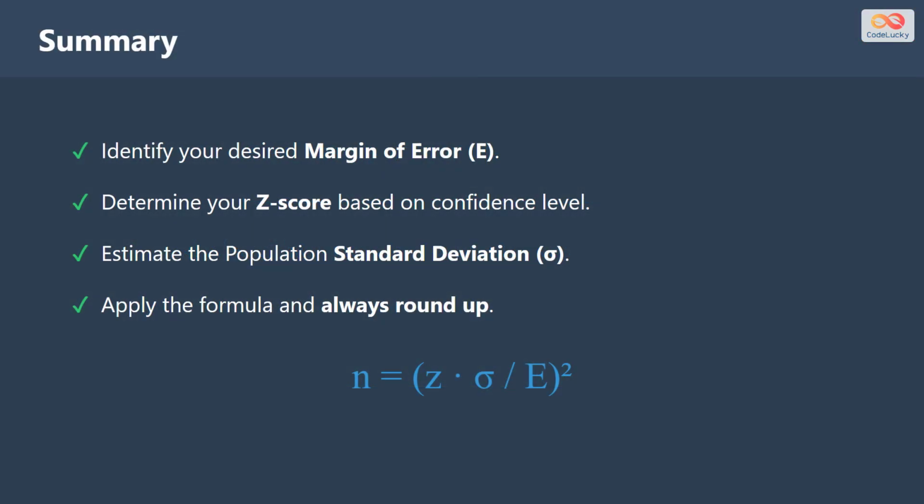To recap, define your error tolerance, E, find your z-score for confidence, estimate the standard deviation sigma, and apply the formula. And remember, always round your final number up to the next person or unit.